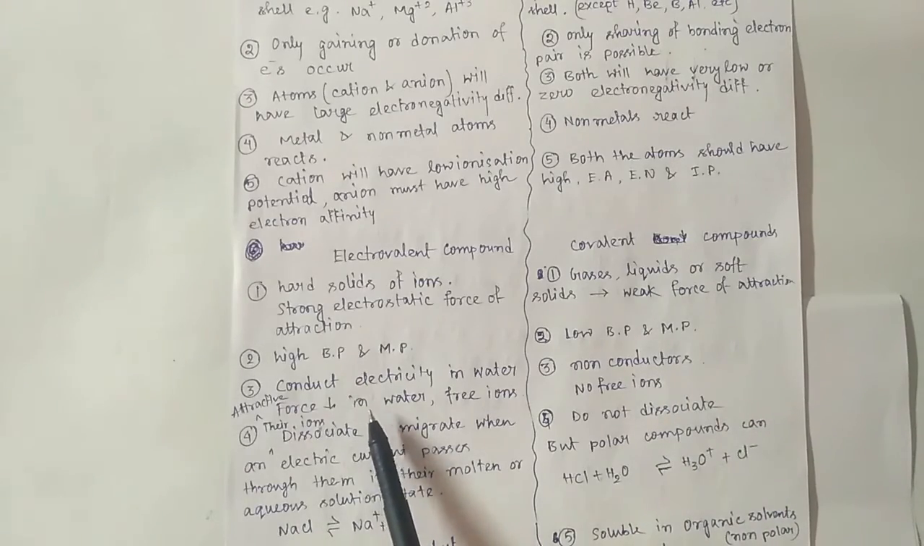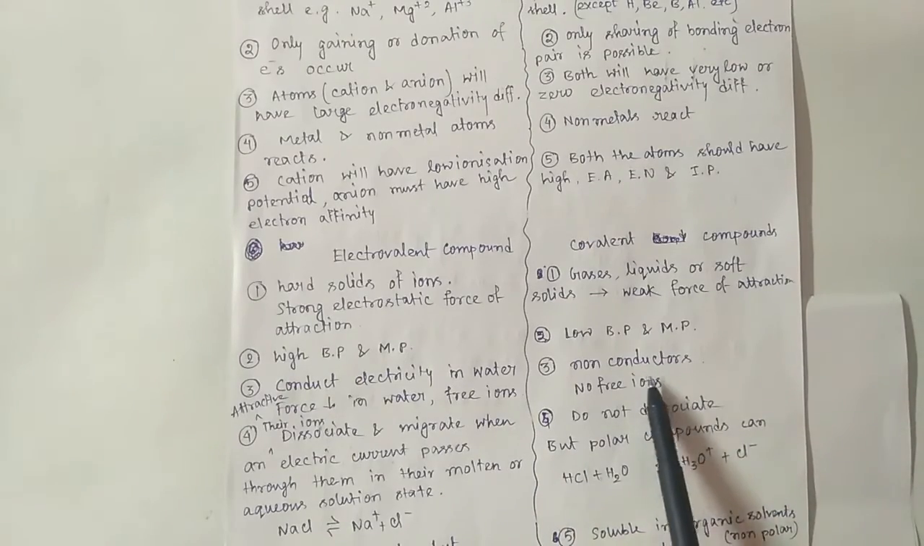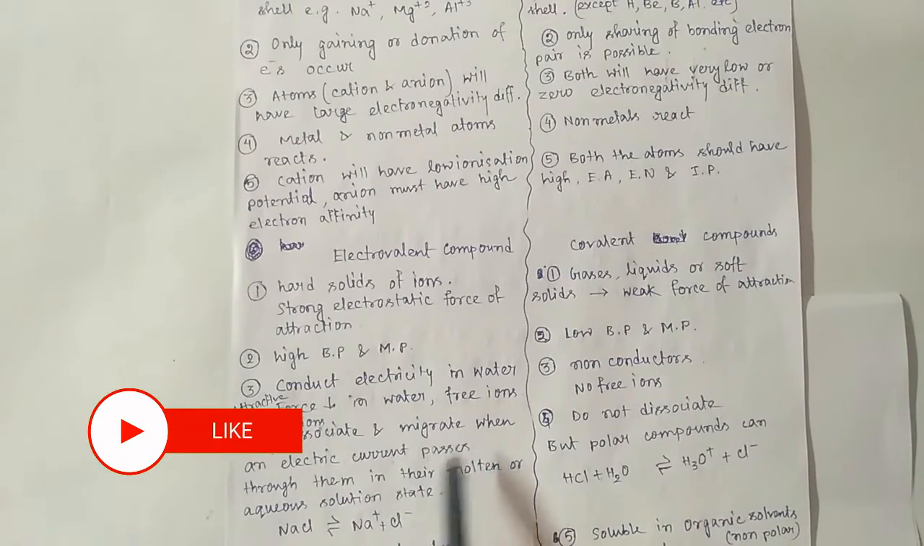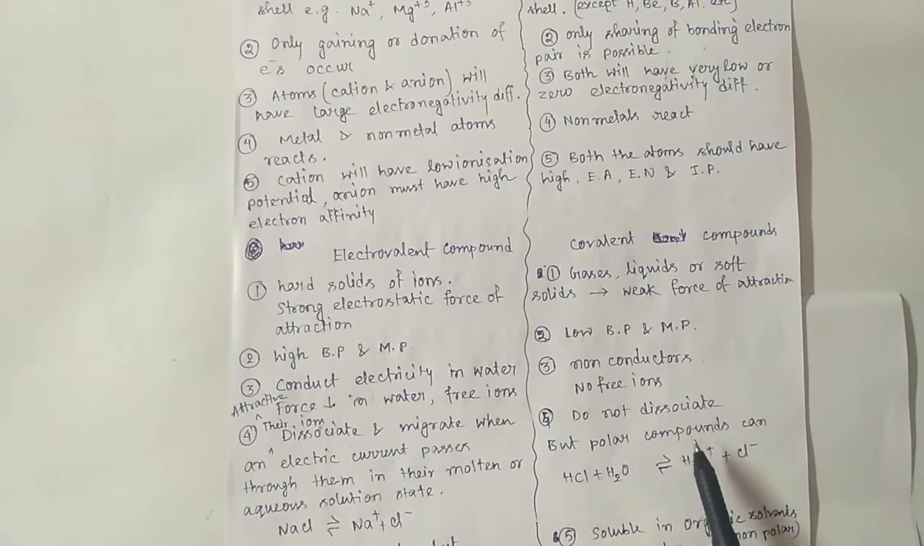Next, ionic compounds conduct electricity in water because the attractive force between them is decreased in water, and thus they produce free ions. Whereas covalent compounds are non-conductors, as they have no free ions. Their ions dissociate and migrate when an electric current passes through them in their molten or aqueous solution state. Covalent compounds do not dissociate, but polar compounds can. Example, HCl gives H+ and Cl-, we will see this.